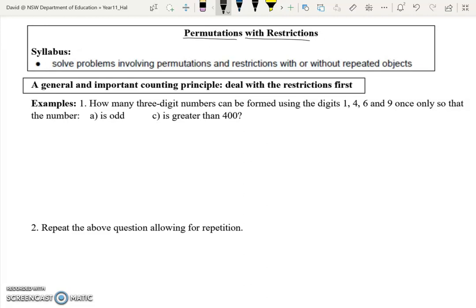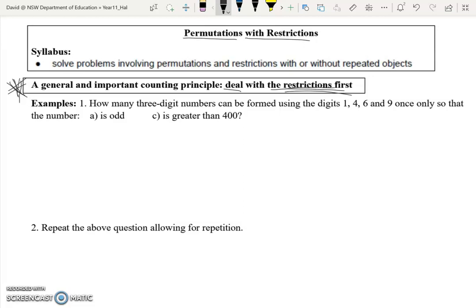We're going to look at a lot of examples, and hopefully the variety of examples will help us develop an understanding of some key types of questions that keep on popping up, that you keep on seeing. So this is, I guess, my key. If you take anything out of this video, a very, very important counting principle is to deal with the restrictions first. Always, whatever the restriction in the question is, deal with it first, and then you can deal with the rest of the stuff after.